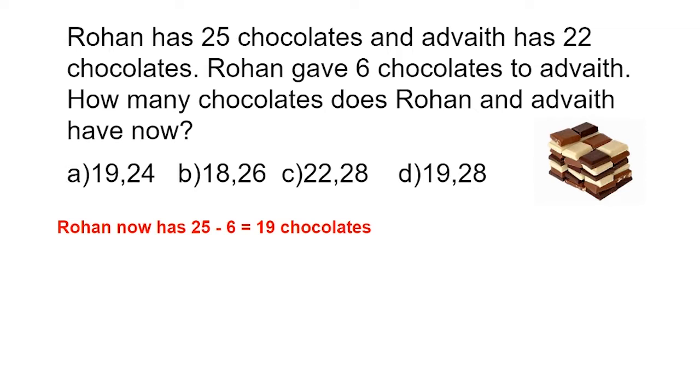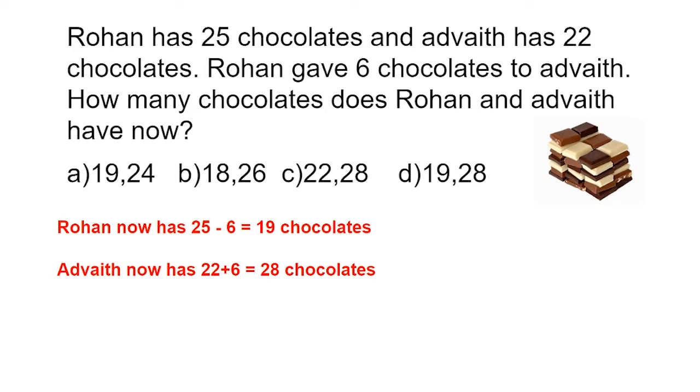Now, how many chocolates does Advait have now? Earlier Advait had 22 chocolates, but now Rohan has given him 6 more chocolates. So how many chocolates will Advait have? 22 plus 6. What is 22 plus 6? 28. So Advait has 28 chocolates.